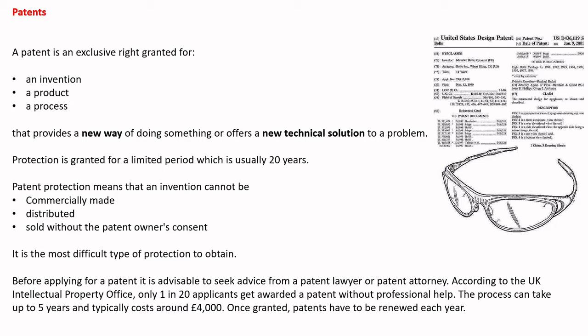You can get slightly longer ones, but the typical one is 20 years. That means it protects it from being commercially made, distributed, or sold without the patent owner's consent. You can sell your patent or rent your patent out.